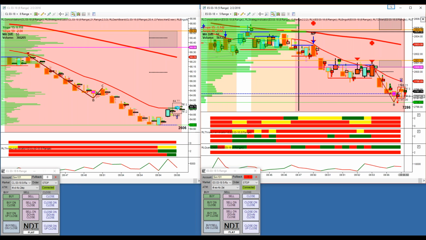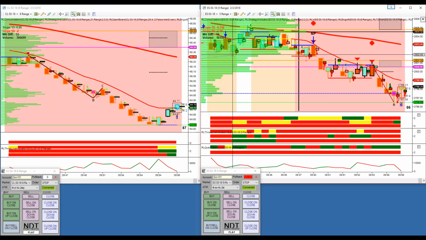A tick costs us about $500. A tick, no tick pullback here, cost us this nice move down, and we need one more tick here to get a winner.